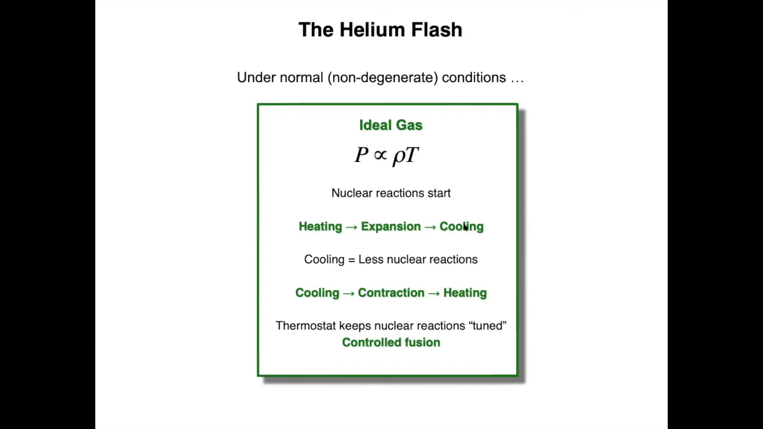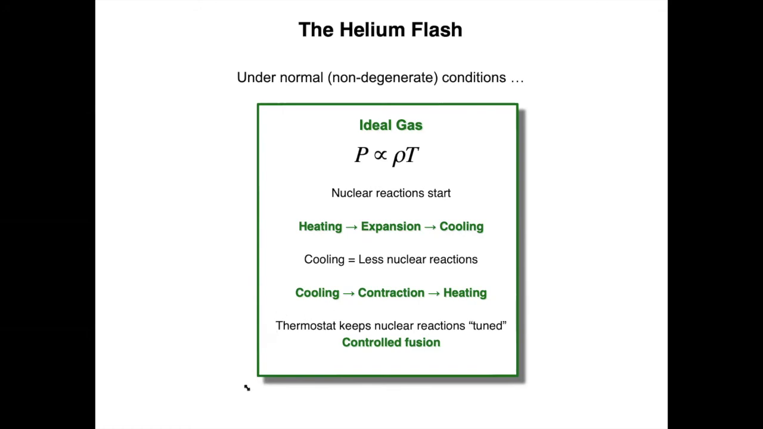So you have a thermostat here. If you try to heat, you end up cooling. And if you try to cool, you end up heating. So this is controlled. You have a thermostat built in. It keeps the nuclear reactions tuned. You basically have controlled fusion. That's what happens in an ideal gas.